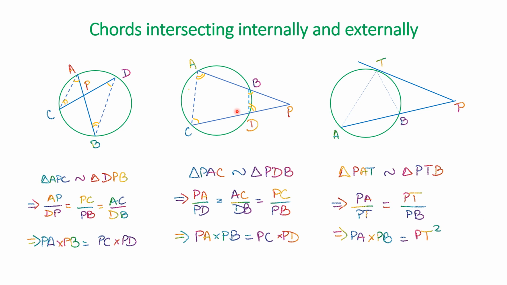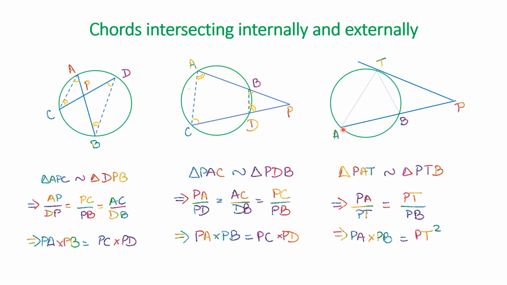Here, let us understand the relationship between the chords when they are intersecting internally and when they are intersecting externally. Here you have two chords, chord AB and chord CD, intersecting internally inside the circle. And here the chords AB and CD are intersecting externally. So they are both coming like this.